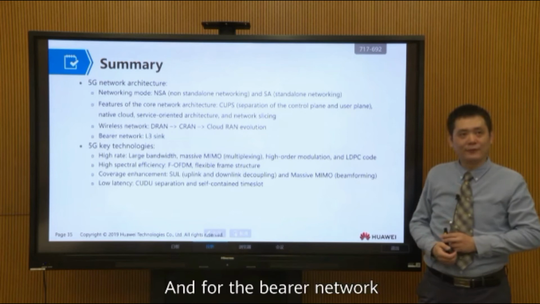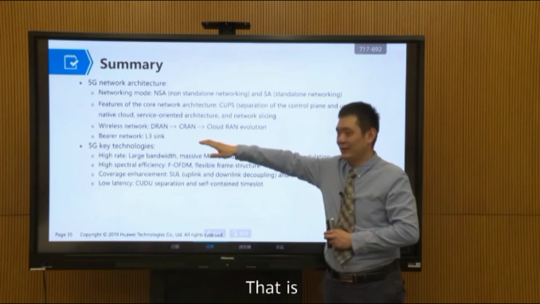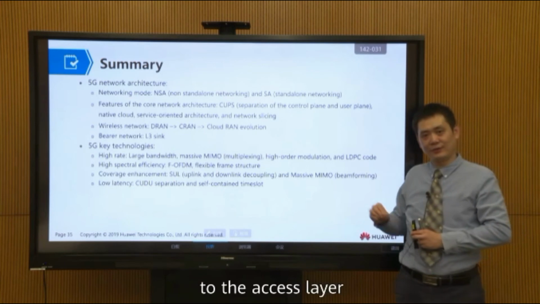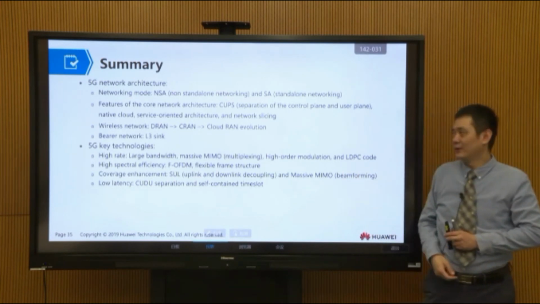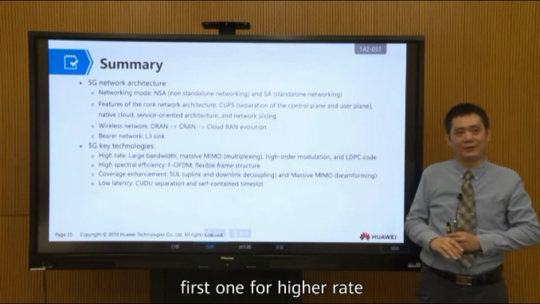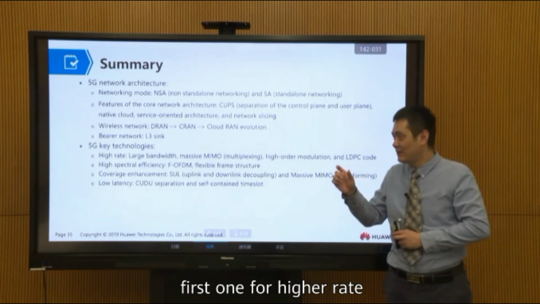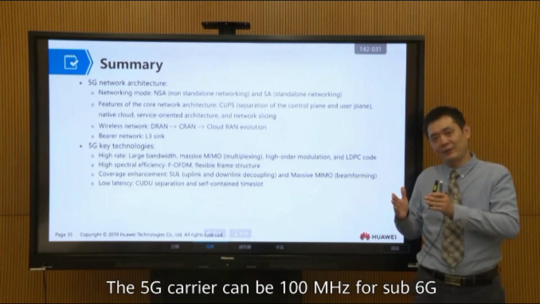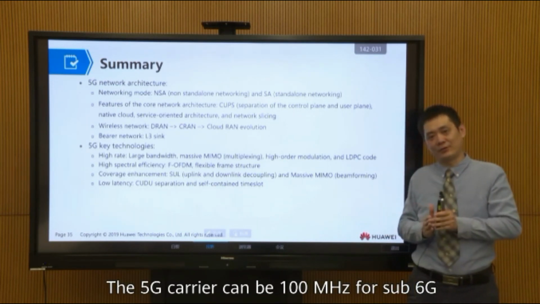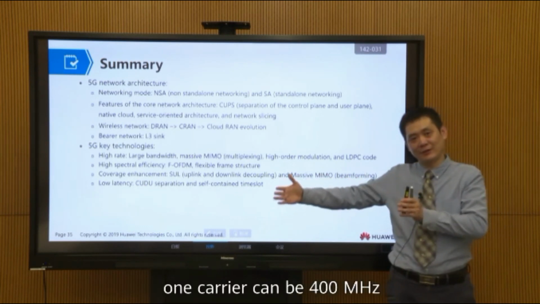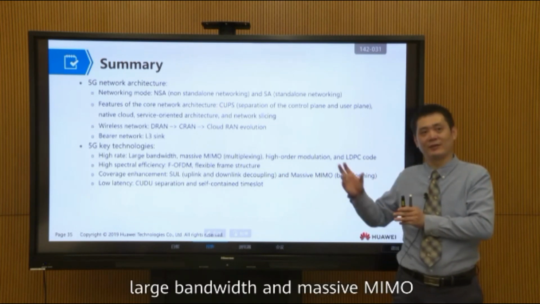And for the bearer network, layer 3 sinks down to the edge, sinks down to the access layer. So that's about the architecture part. And for the key technologies, first, for higher rate, we have large bandwidth. The 5G carrier can be 100 megahertz for sub-6G, and for millimeter wave, one carrier can be 400 megahertz, the large bandwidth.